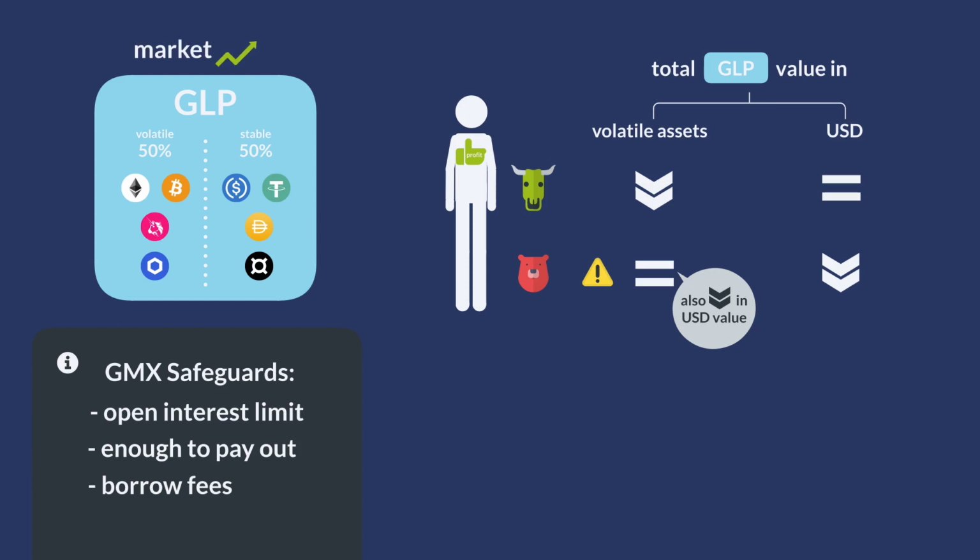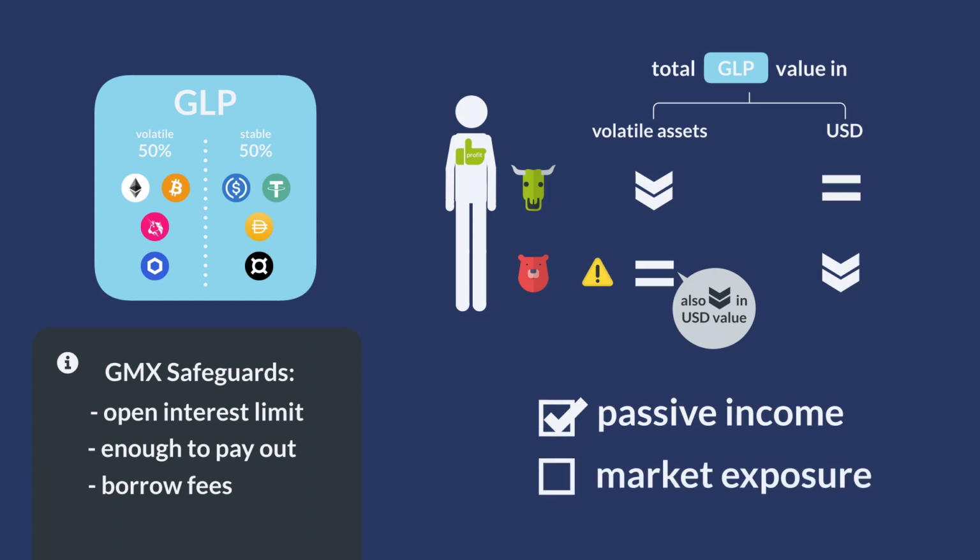When the market pumps, GLP holders benefit from the price appreciation of its volatile assets. And when the market dumps, the impact is dampened because half of the assets are in stablecoins. To sum up, GLP holders can enjoy the passive income from trading and protocol fees while maintaining market exposure.